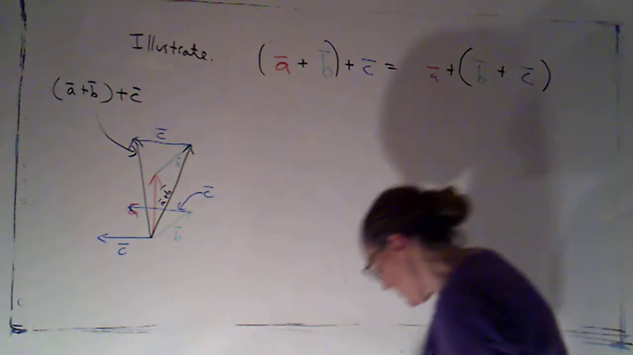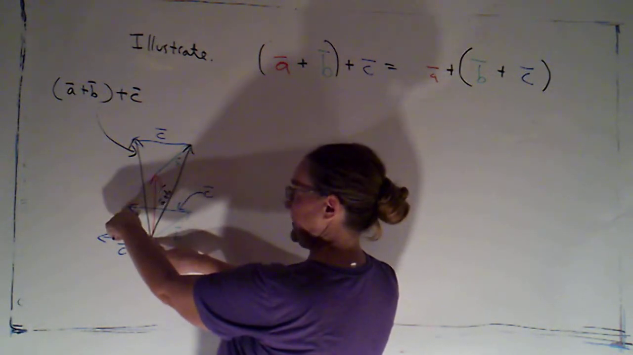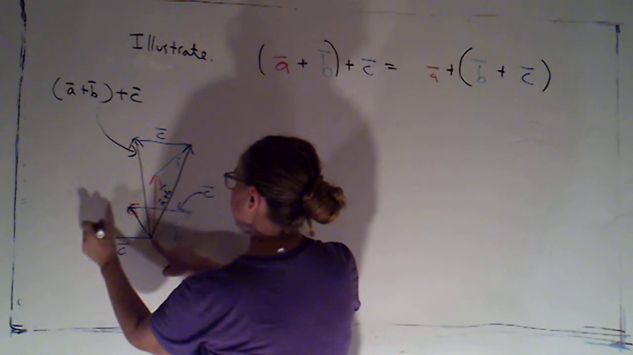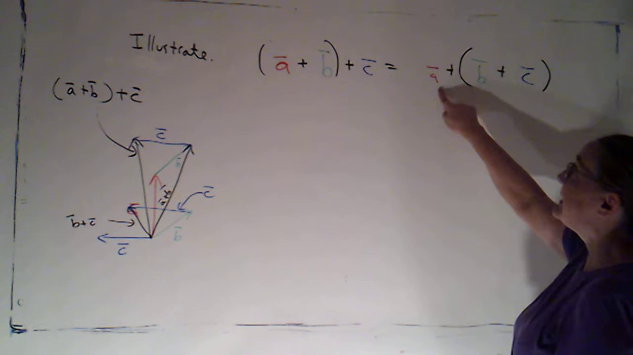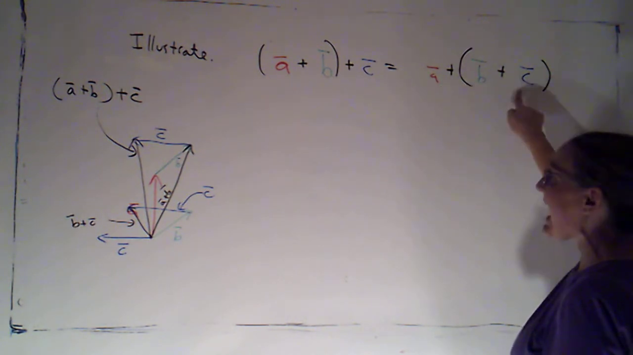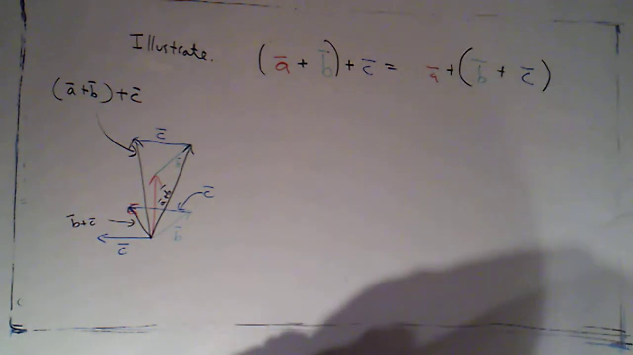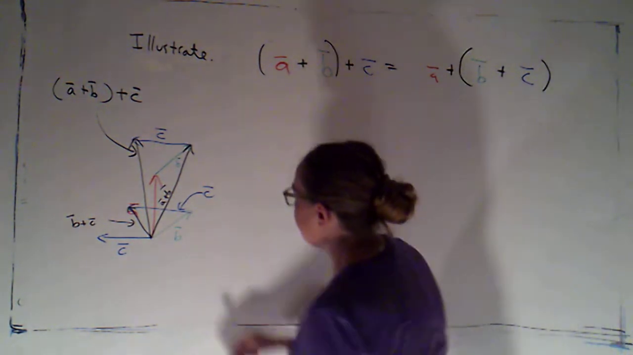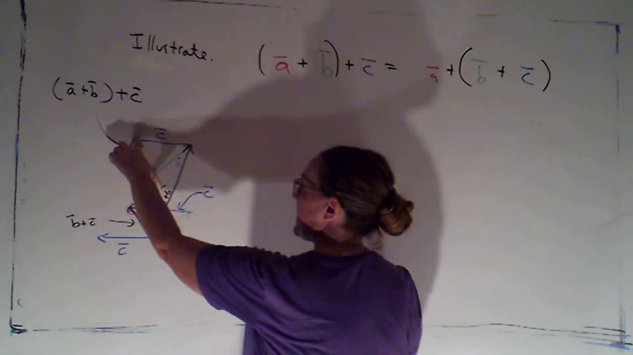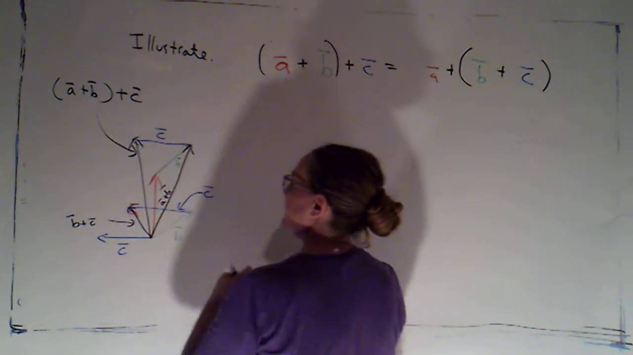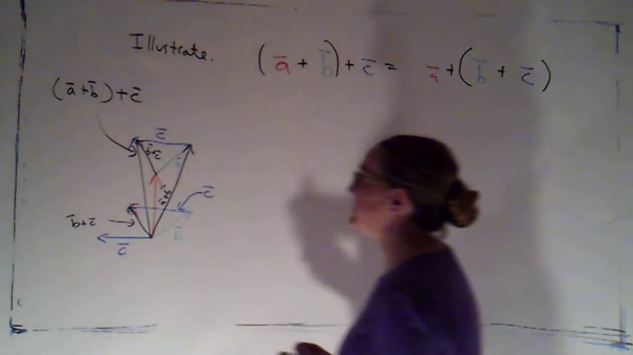Okay, so now I can say the vector that points from the tail of B to the tip of the translated C, this vector right here, that's my B plus C. And now I need to take A and I need to add this to it. Okay, so here's my A. I need to translate B plus C so that I'm putting it with its tail at the tip of A. So there's my B plus C in translated position.